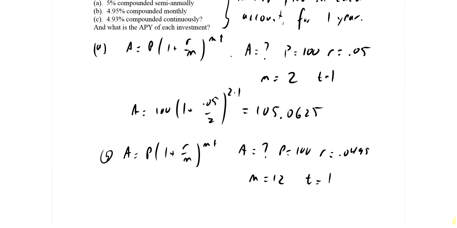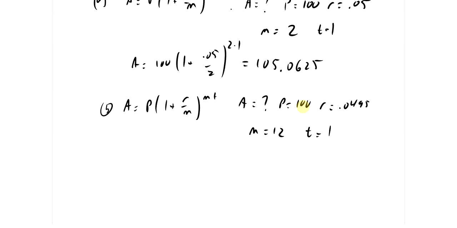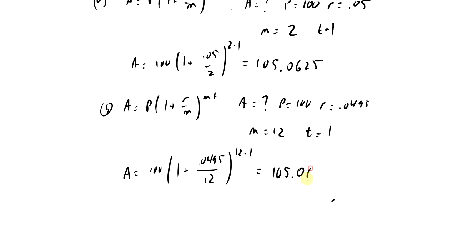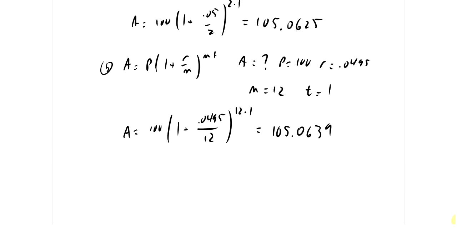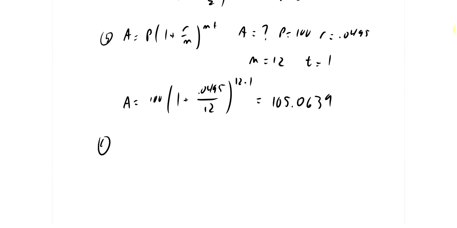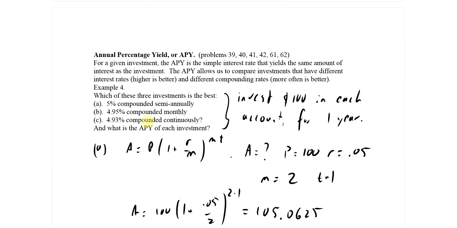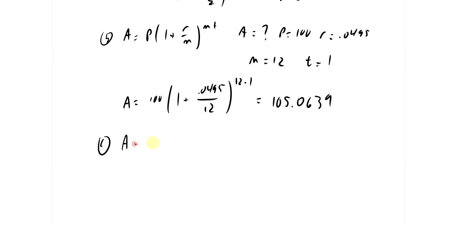So, if we invested $100 into this account for a year, how much would we get? Well, $100 at 0.0495 interest 12 times a year, in 12 times 1. And you grind that out, and how much do you get? 105.0639. And then finally, C. Oh, let's go back up and take a look at C. It's 4.93% compounded continuously, so we have to use the continuously compounded formula.